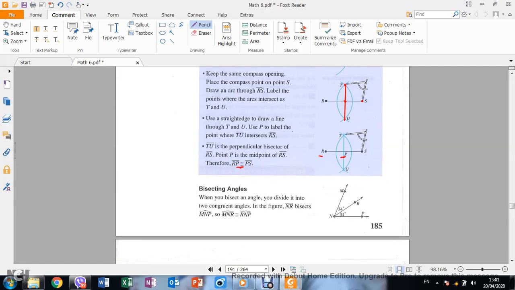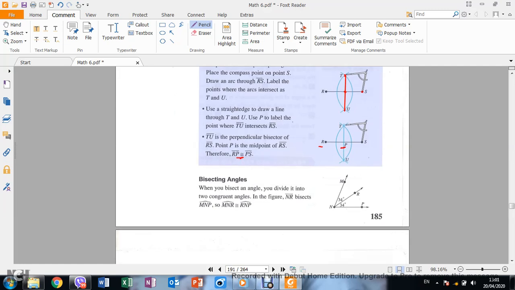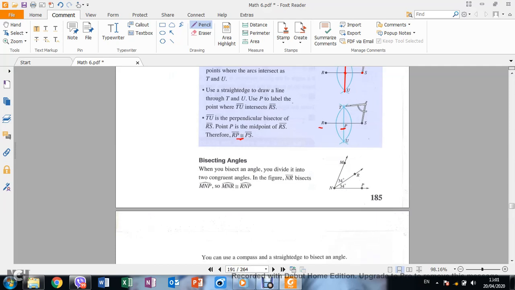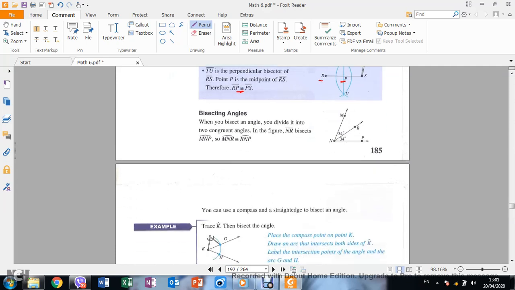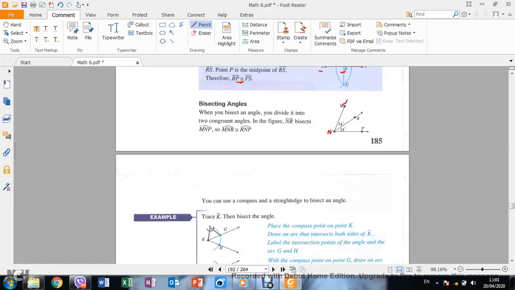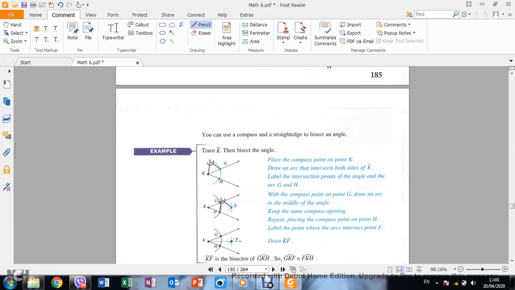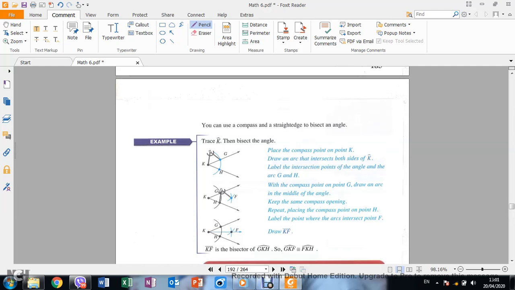Now, besides bisecting line segments, we can bisect angles. We use a compass again. For example, we have this angle, angle K. We bisect it into two congruent parts using a compass. I show them in this video.